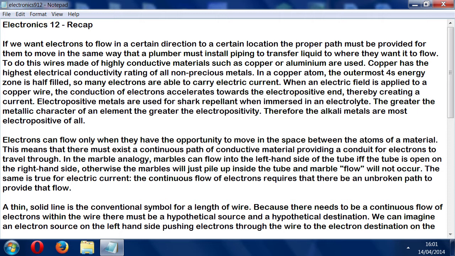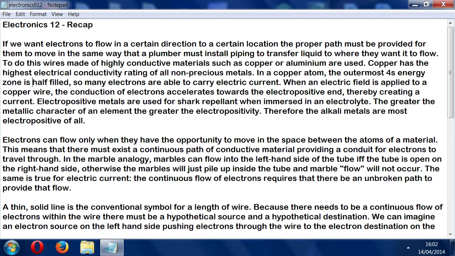Alright, so electrons can flow only when they have the opportunity to move in space between the atoms of a material. That was actually why I thought they were doing the parking garage electron hole thing. I think they're all just moving. It's all just electron holes, really. It's just so weird to think that the whole space is just nothing. But then you're hearing about this continuous path, but in fact, it's not really continuous. It's an interesting dichotomy, isn't it? So this means there must exist a continuous path of conductive material providing a conduit for electrons to travel through.